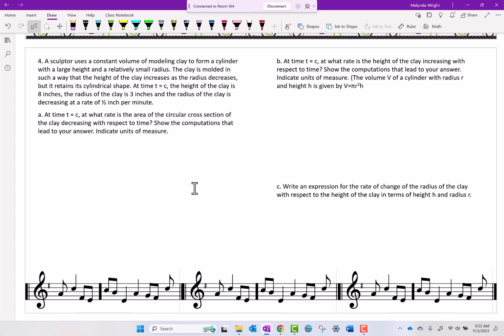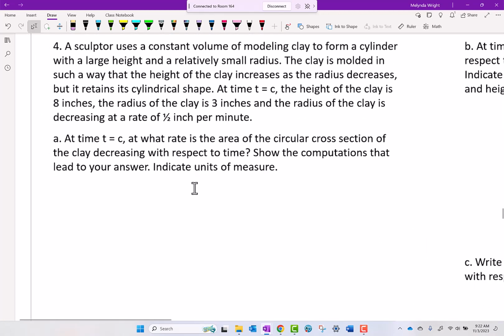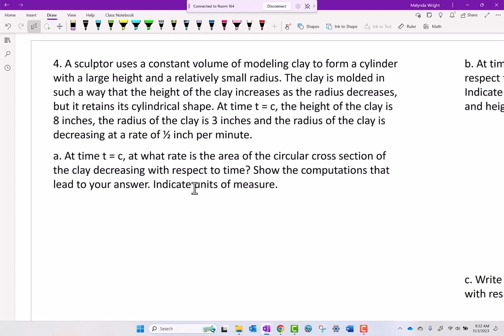Practice is good. So this problem is amped up a little bit in difficulty, just a little bit, okay? So we've kind of eased into related rates. Here we're going to just go a little bit crazy. So, all right, a sculptor uses a constant volume of modeling clay. And every word is really important. We need to really pay attention.